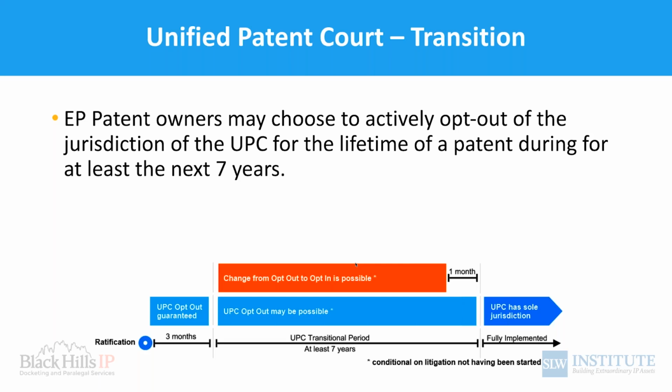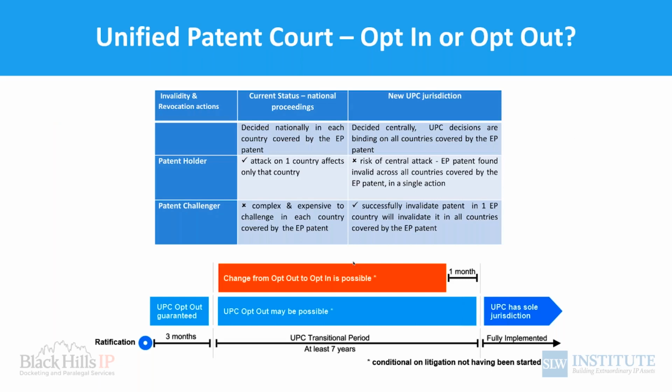The following slides show a comparison of the pros and cons of both national EP and UPC forums for the main actions brought in relation to a European patent. It shows the perspective from both the patent holder and the patent challenger. The first one concerns invalidity and revocation actions. The current status of the national proceedings, where cases are decided nationally in each country, for a patent holder, it's a good thing. An attack on one country affects only that country. For a patent challenger, it's complex and expensive to challenge in each country covered by European patent.